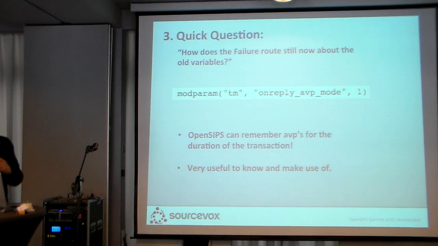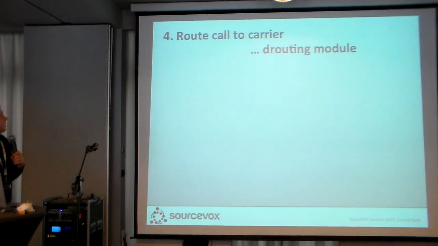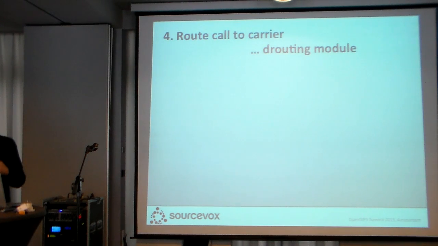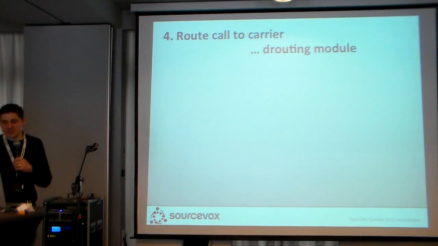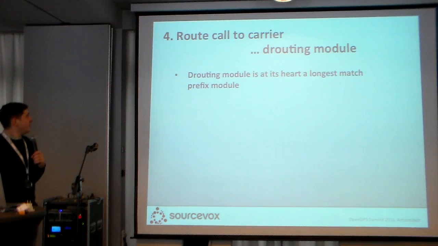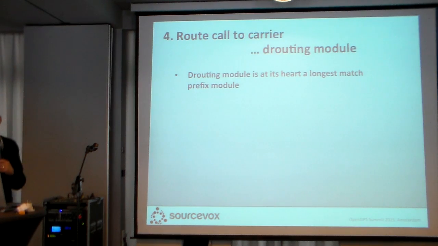And you can do some very good things with it. Okay, so step 4, we said we're going to route the call to a carrier. Obviously, naturally, within OpenSIPS, we would choose the dynamic routing module. Now, at its heart, the dynamic routing module is a longest match prefix module.